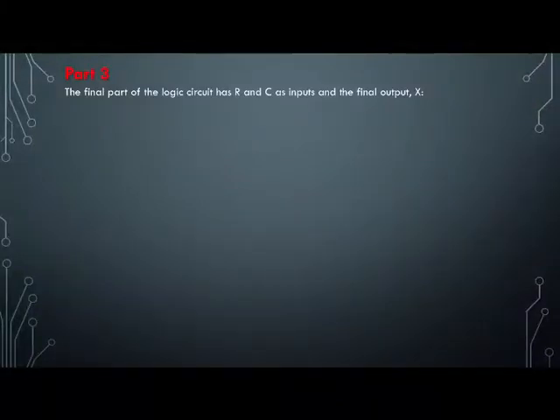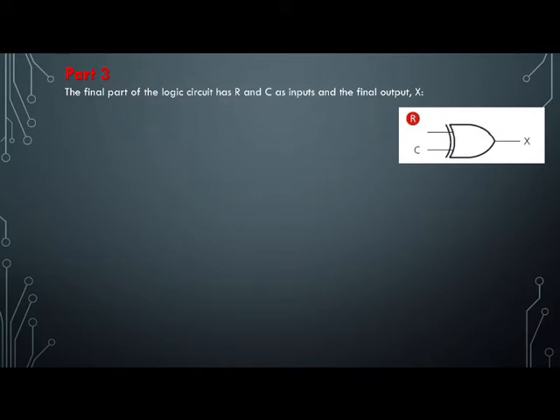Okay class, now we will do the part 3. In part 3, the final part of the logic circuit has R and C as inputs, and the final output will be X. Which gate is it? Can you guess it? This is the XOR gate.